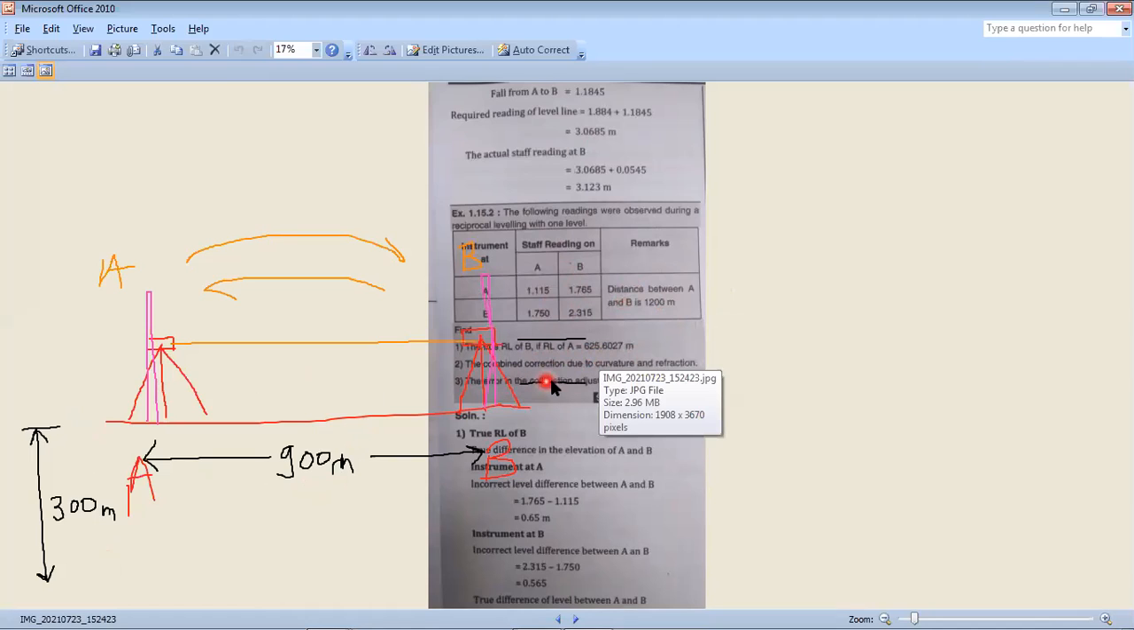The combined correction due to curvature and refraction, you also have to find by using the formula 0.0673 multiplied by kilometer square. What is the kilometer? 1.2 kilometer is the difference between the two points. So 0.0673 multiplied by 1.2 square will give you the second value, that is the combined correction due to curvature and refraction. This can also be asked in a multiple choice question for 1 mark, 2 marks.